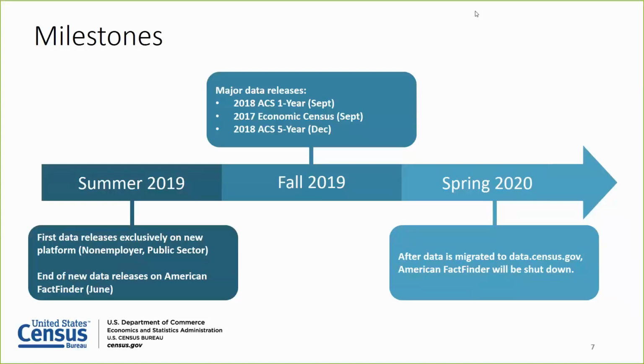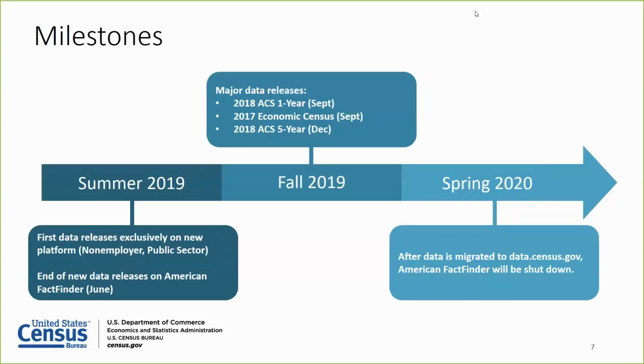Just as a reminder, ACS is a little different this year. The release in September will be for just detailed tables and data profiles. And then on October 17th, we'll have the selected population profiles, comparison profiles, and subject tables released.